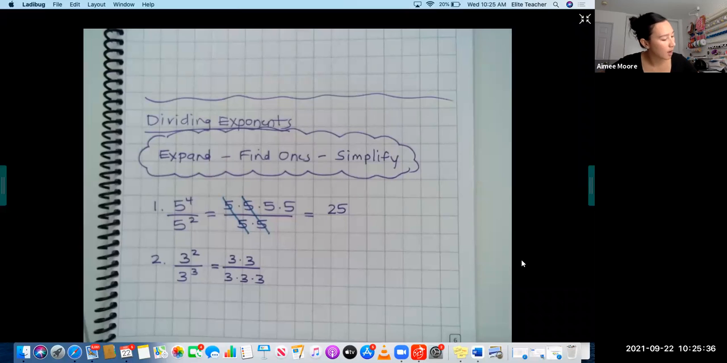So we can cross off 3 divided by 3 because 3 divided by 3 is 1. And then we have another 3 divided by 3, which is another 1.